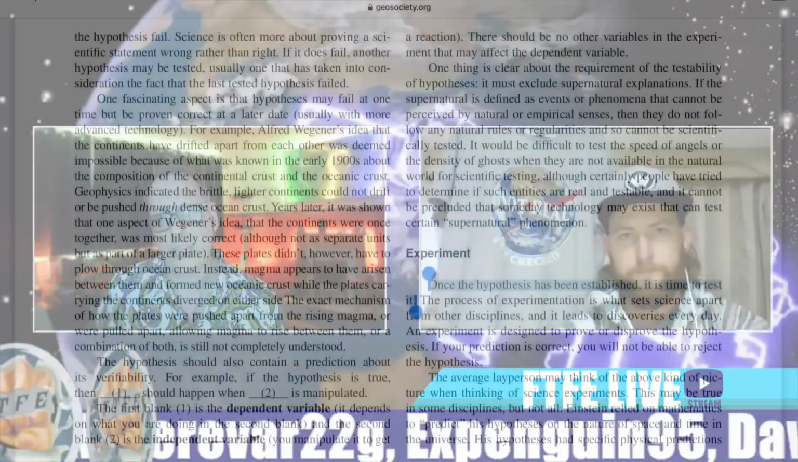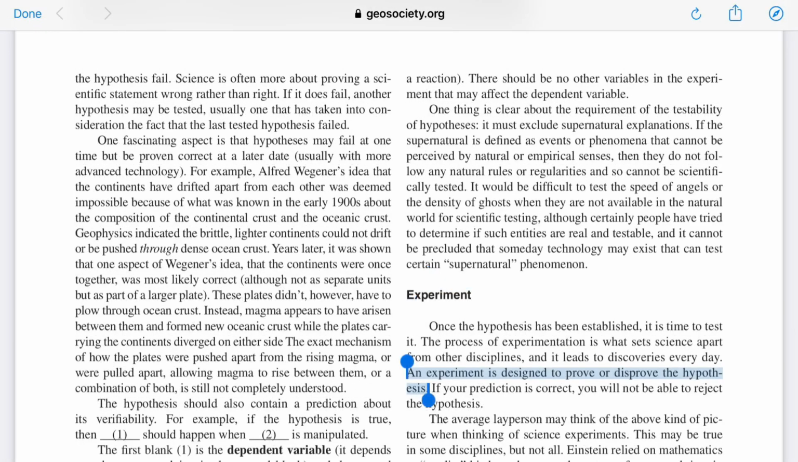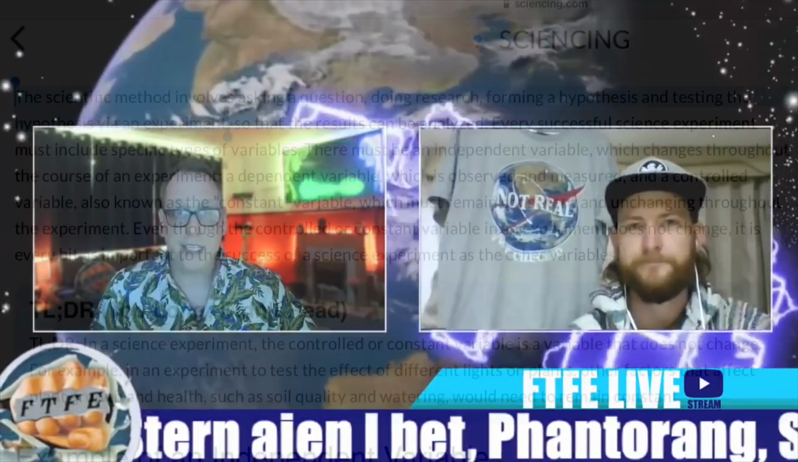The thing is, your hypothesis doesn't have to directly relate to what your experiment is. The hypothesis doesn't have to directly relate to what your experiment is, or the scientific method begs to differ. From geosociety.org, once a hypothesis has been established, it is time to test it. Also, an experiment is designed to prove or disprove the hypothesis. Hang on, that's what you're testing though. The hypothesis is in the experiment. You're testing the hypothesis in the experiment. No, you're not directly testing the hypothesis.